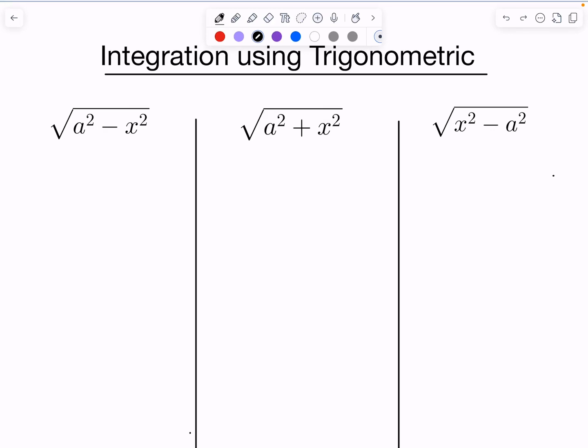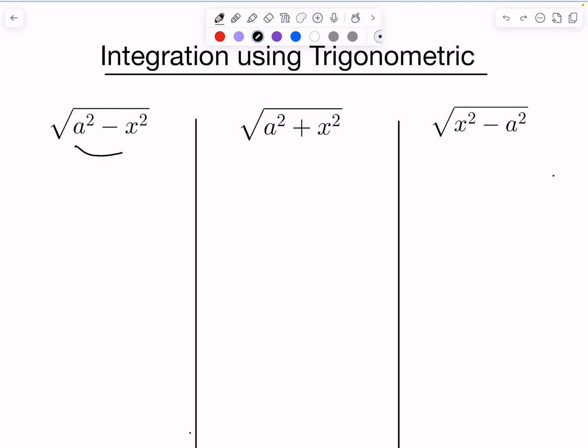Hi, in this lecture we'll be coping with integrals that involve square roots of sums or differences of squares such as these, just to make them easier and convert them to more manageable forms. And now let's dive in and see how it works.